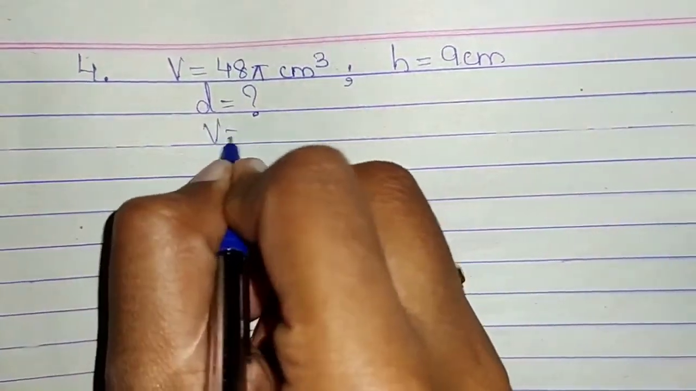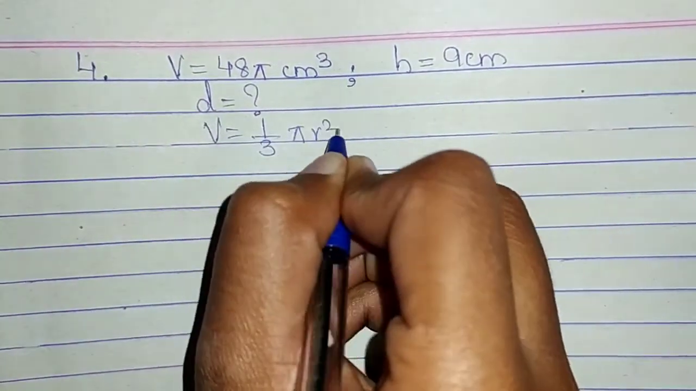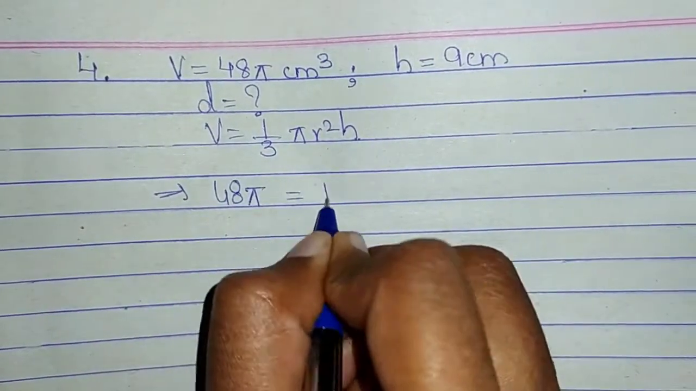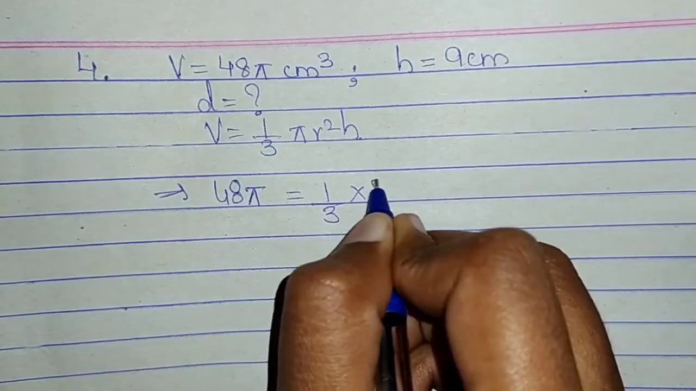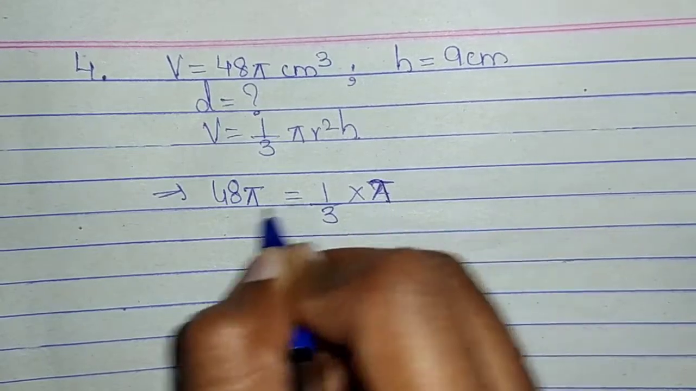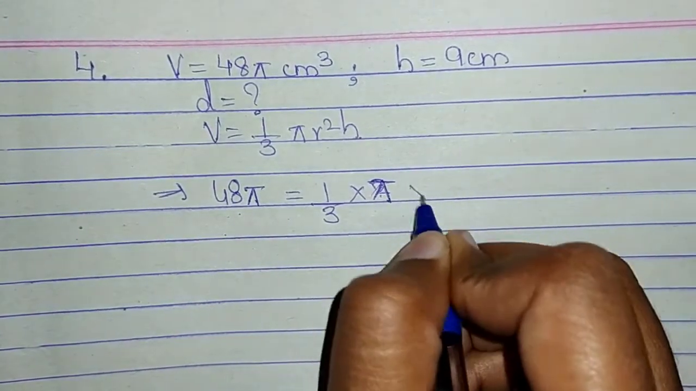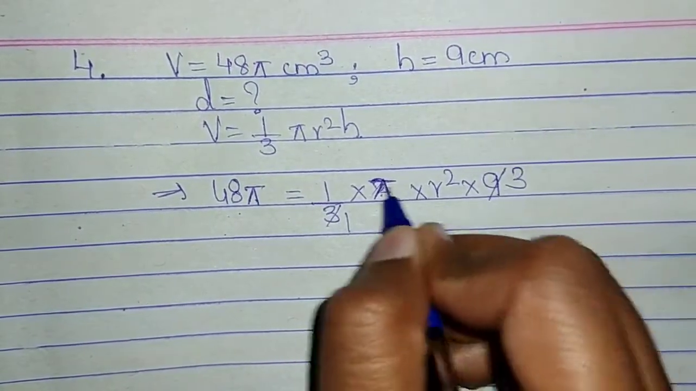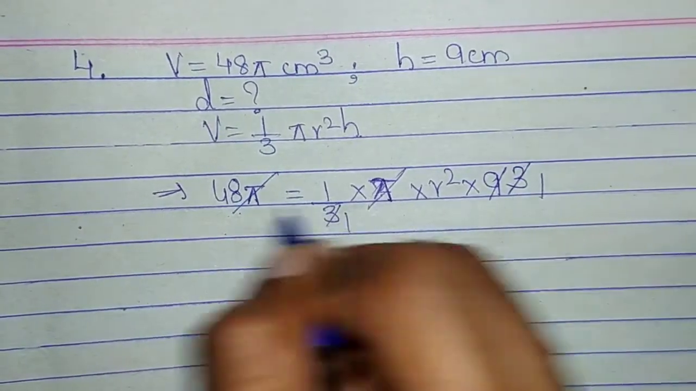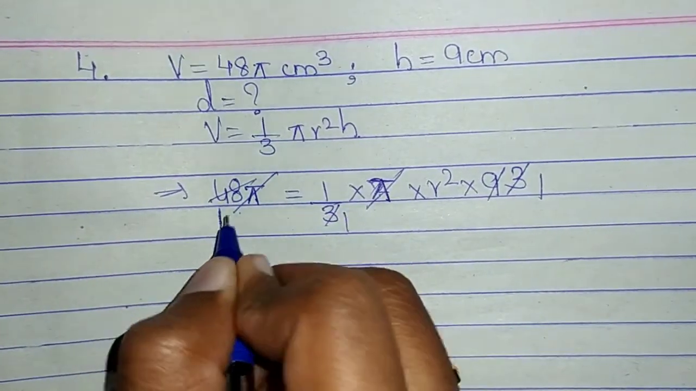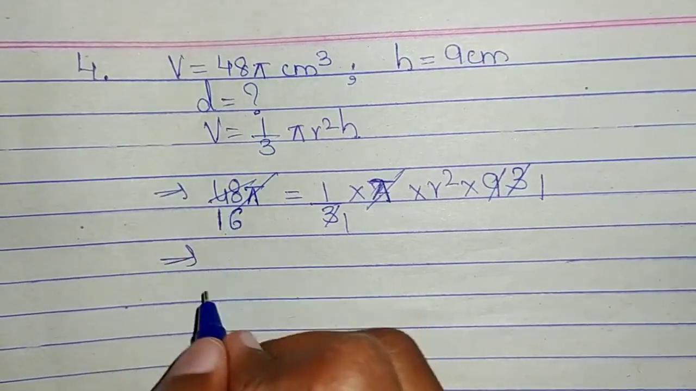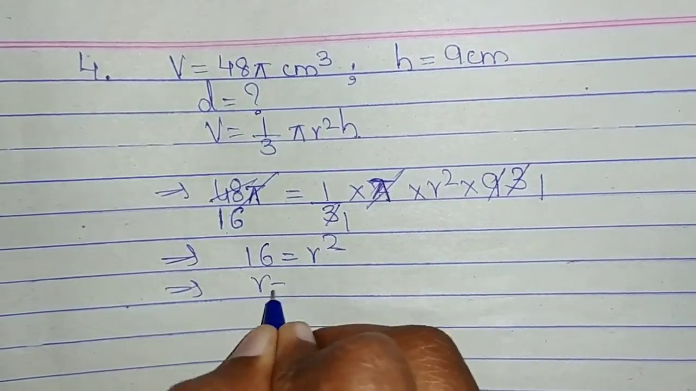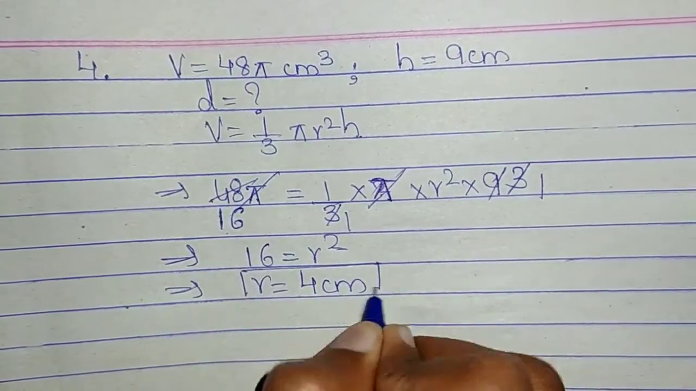So we know that volume is equal to 1 by 3 pi r square h. So this implies volume is 48 pi, which is equal to 1 by 3 into pi, keep pi as it is because we have pi on both sides, into r square into height, which is 9. So 3 ones are 3, 3 3s are 9, pi cancels out, and 16 3s are 48. So now we have 16 is equal to r square. So this implies r is equal to 4 centimeters.